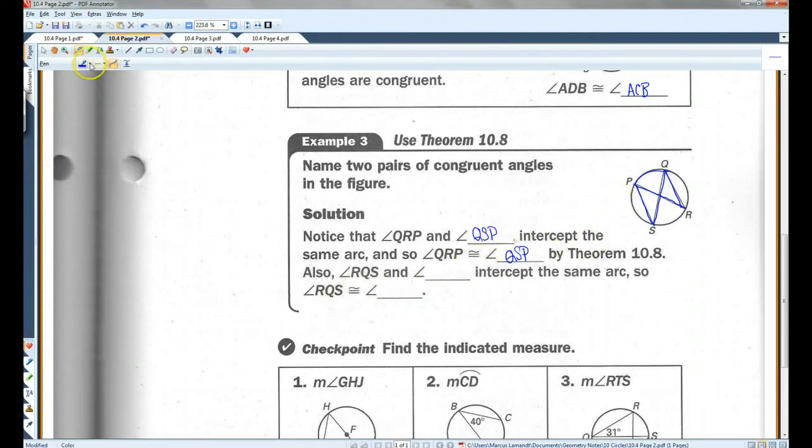Also, use a different color. Angle RQS and angle RPS intercept the same arc. So, they're congruent. Alright?